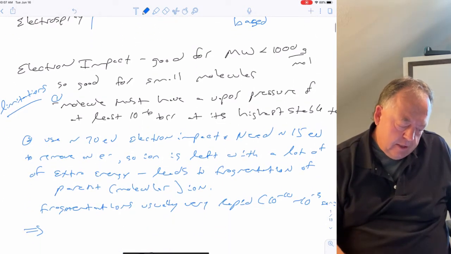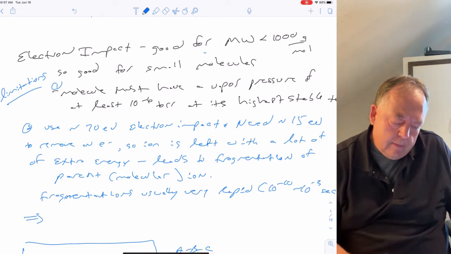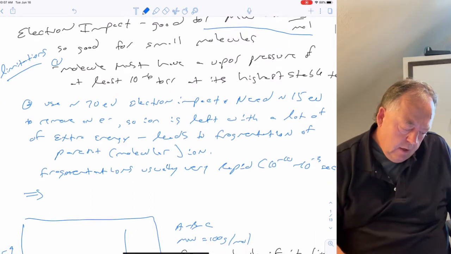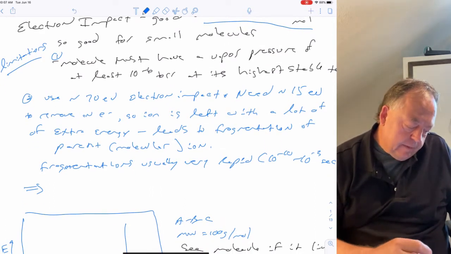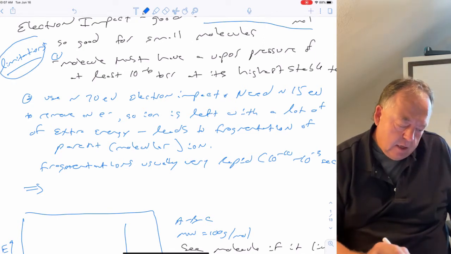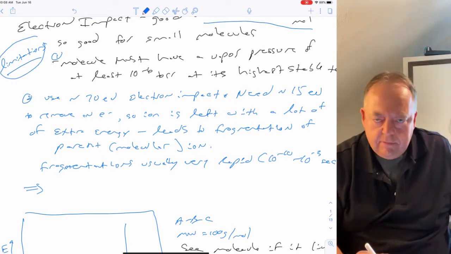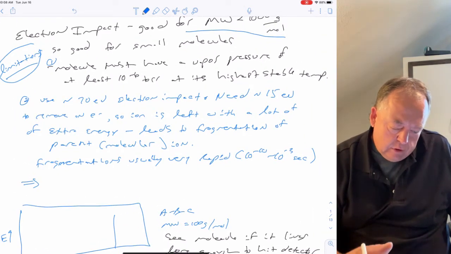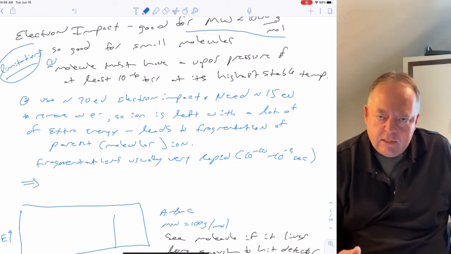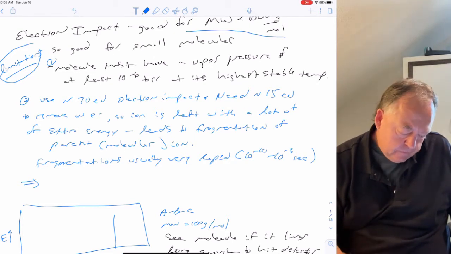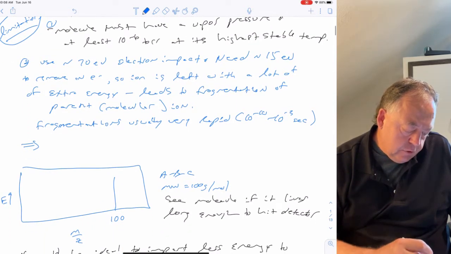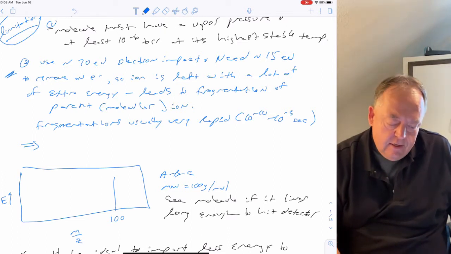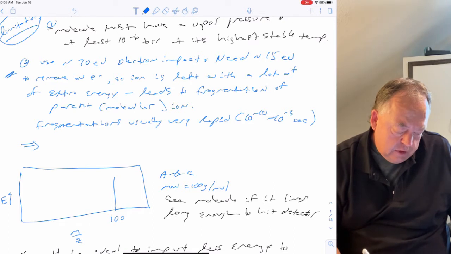Okay, so regarding electron impact, it's good for molar masses less than 1,000, so relatively small molecules. It has some limitations. The molecule must have a vapor pressure of at least about 10 to the minus 6 torr at its highest stable temperature in order to get the sample into the gas phase in the mass spectrometer. Another limitation is that you use about 70 electron volts. You need about 15 electron volts to remove an electron.